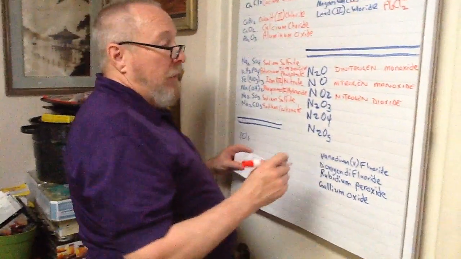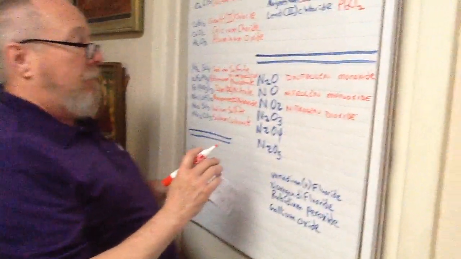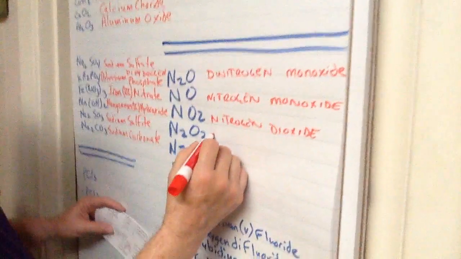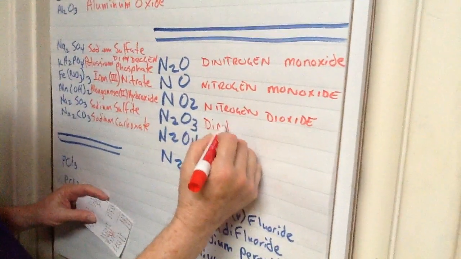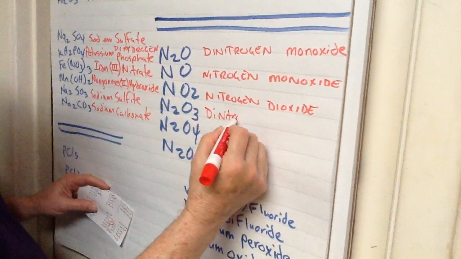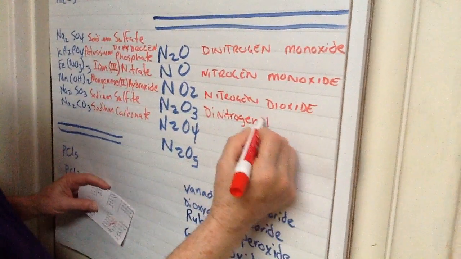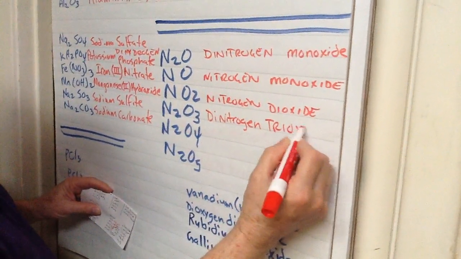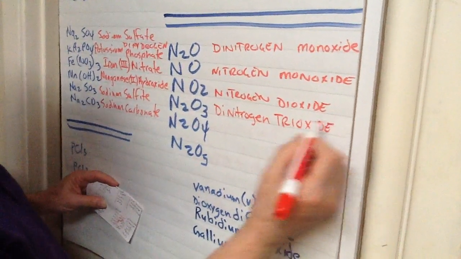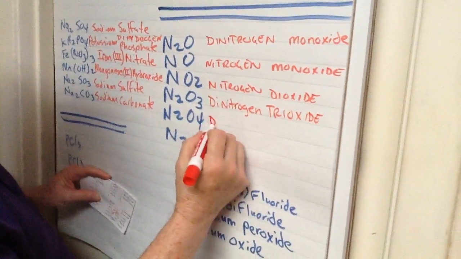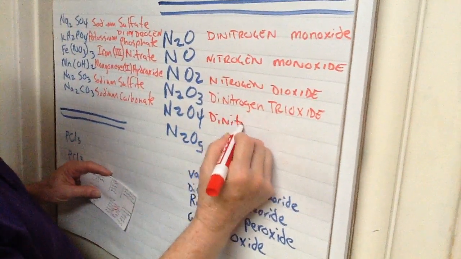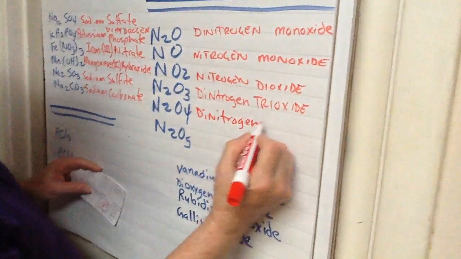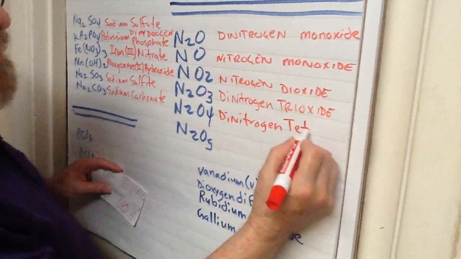And forms. The next three, this is dinitrogen trioxide. And I want you to notice what I'm doing here. This is dinitrogen tetroxide.